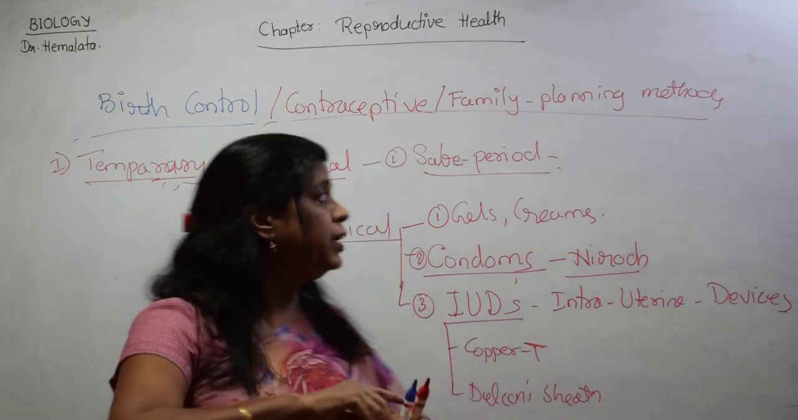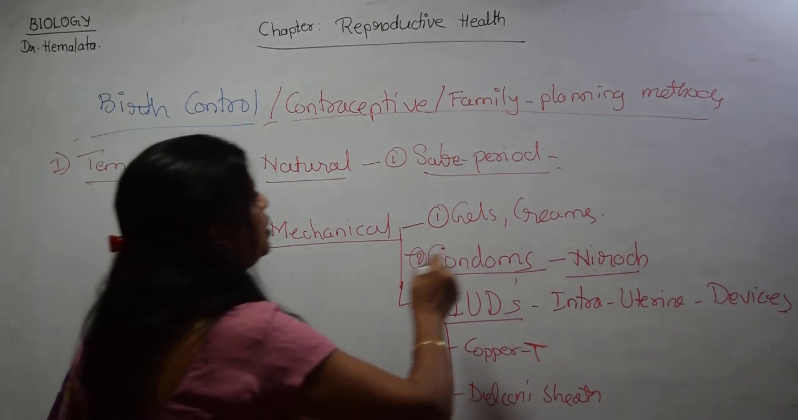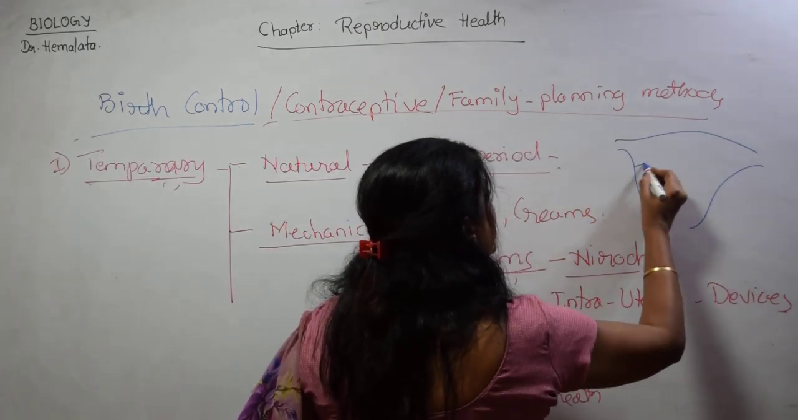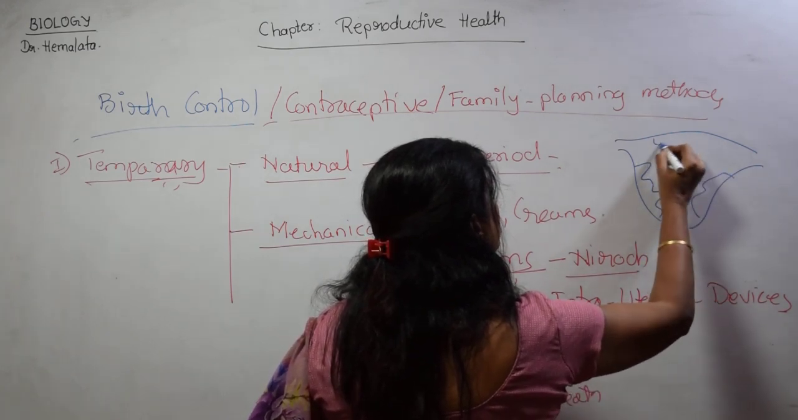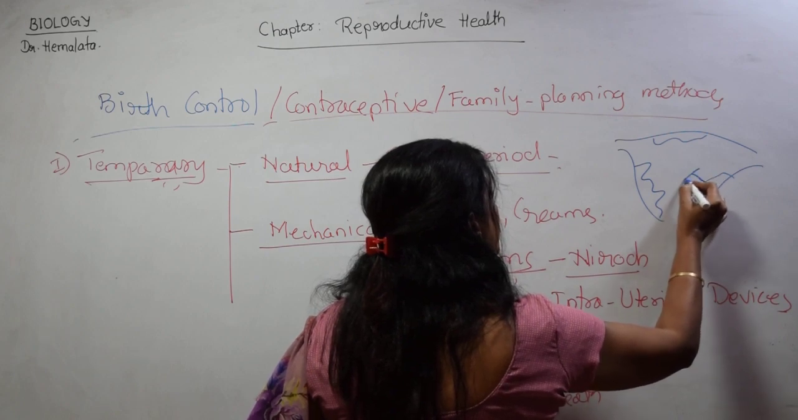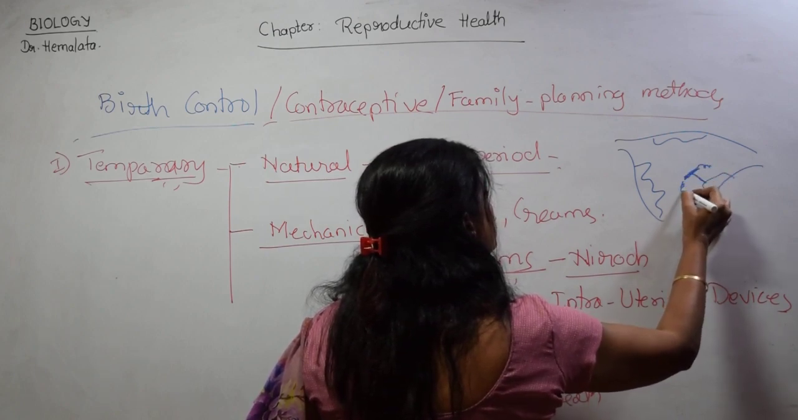Suppose imagine this is the drawing I am giving you. This is the uterus and here is the endometrial tissue, and copper T is inserted like this, and it will be attached to this area.